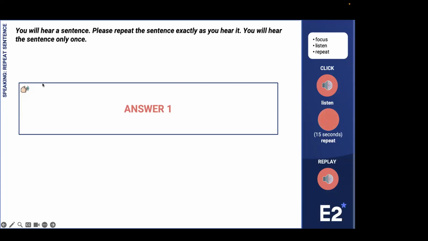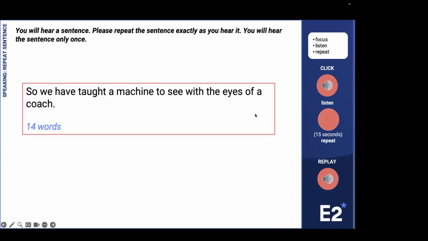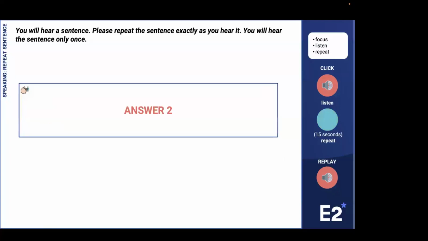Okay, and that looked like this. Yep, and sounded like this. So we have taught a machine to see with the eyes of a coach. Great. Remember, you're speaking it out loud, so practice closing your eyes and speaking what you can hear. Here's the next one. Ready? Focus, listen, and repeat.